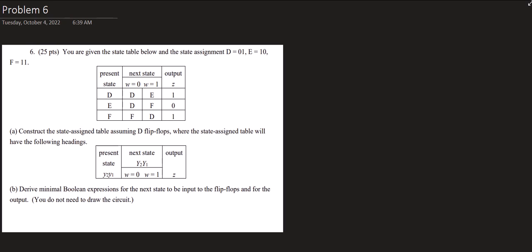You are given the state table below and the state assignment D equals 0, 1, E equals 1, 0, F equals 1, 1. Construct the state assigned table assuming D flip-flops, where the state assigned table will have the following headings. This is easy. Again, you will want to have this.